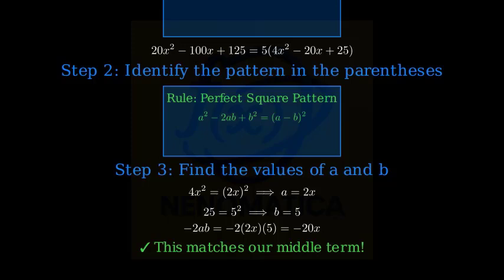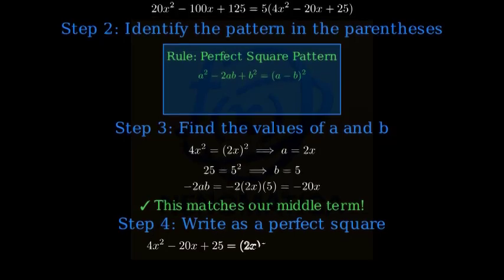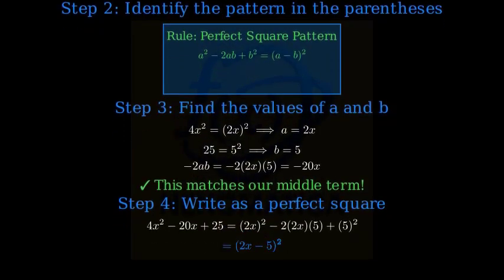Now, we can write the expression inside the parentheses as a perfect square. If a equals 2x and b equals 5, then 4x squared minus 20x plus 25 equals 2x minus 5, all squared.